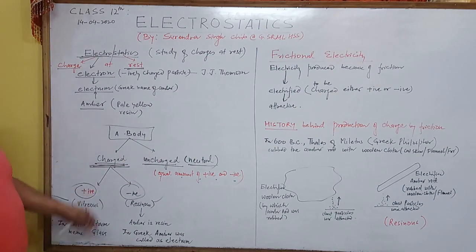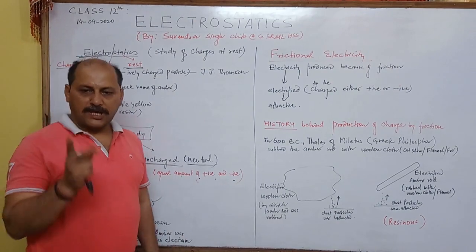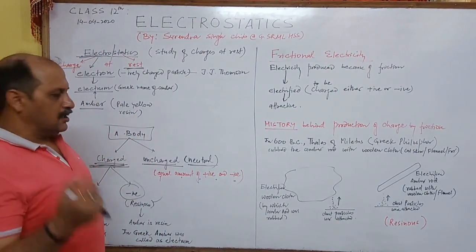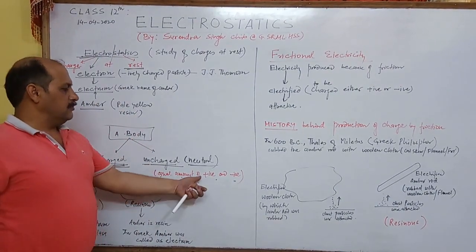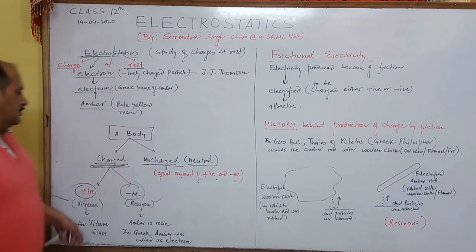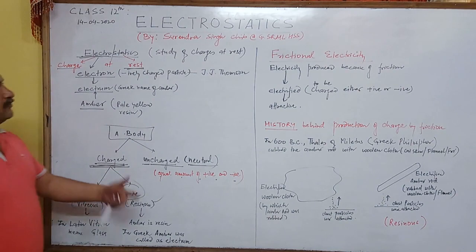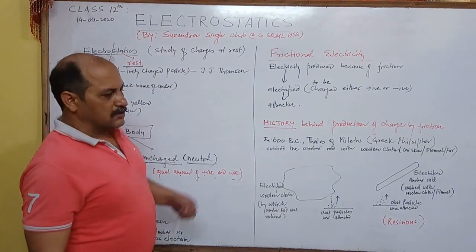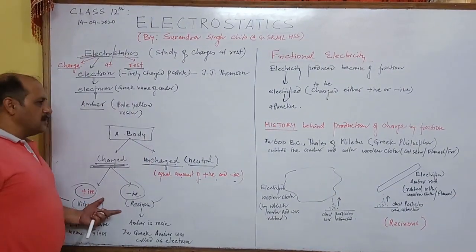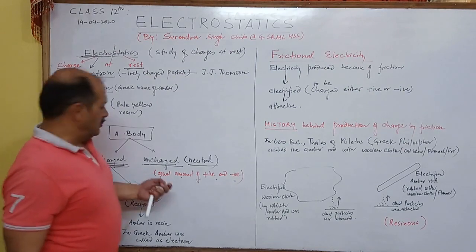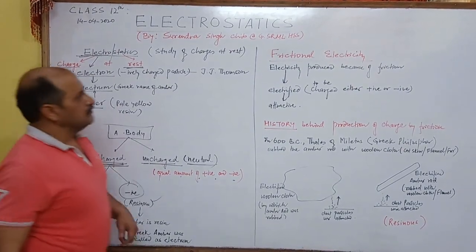But what is here? Bodies are of two types, whether charged or uncharged. Uncharged means it has an equal number of positive and negative charges. Charged means it has the property to attract small bits of neutral bodies or dust particles. Now, how does it attract the dust particles? I will explain it in the next lesson.